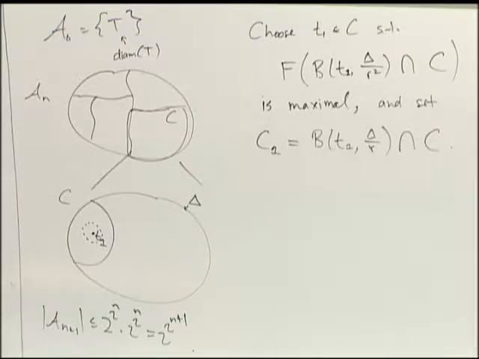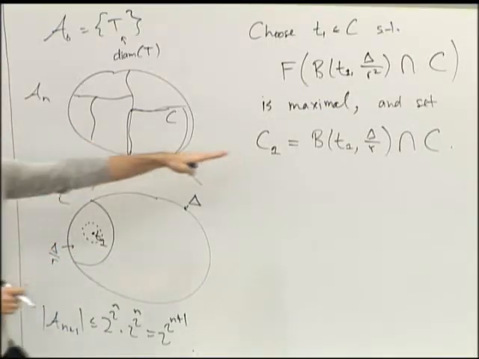Okay. That's how I choose T1. Right, so this is a delta over R squared ball. This is cutting out the delta over R ball. And the value of this set will be delta over R, which is, of course, an upper bound on its radius because it was cut out.